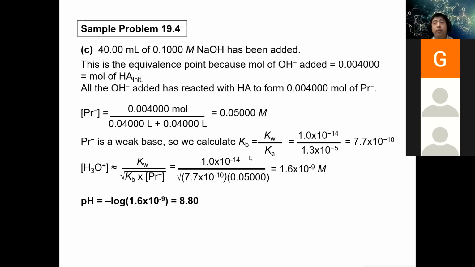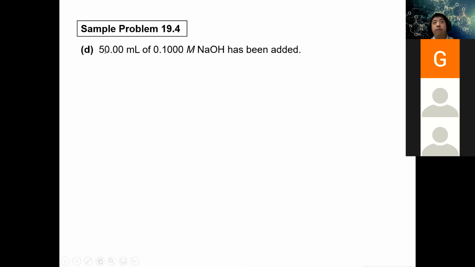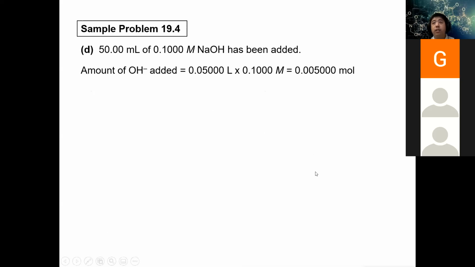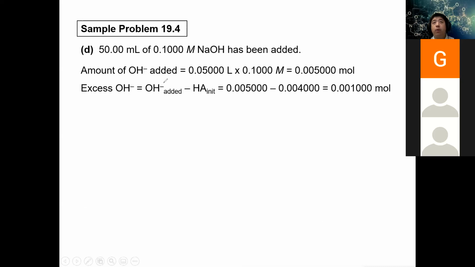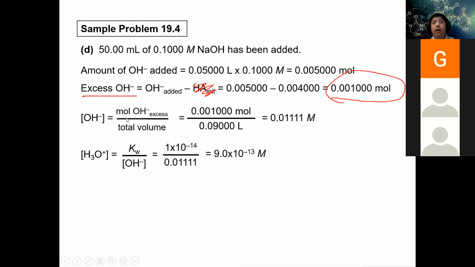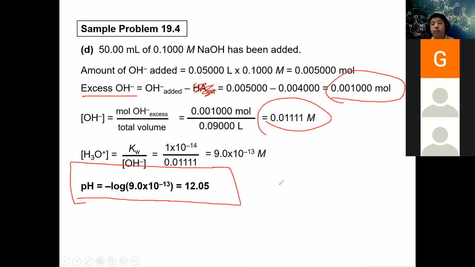Okay, so let's go ahead and move on to our last part. So in this scenario, remember, we have 50 milliliters. That means we have more strong base than we do of our weak acid, okay? Plug everything in. All of my weak acid is used up, so all of that is gone. I have some excess OH minus. That comes out to about this much, okay? I set up the same way. My excess OH minus over my total volume. I get this concentration right here. And I plug it in. I find my pH as 12.05.